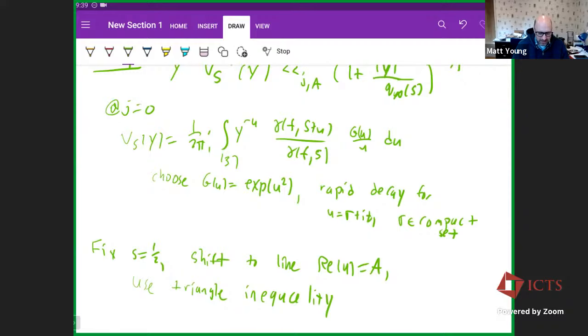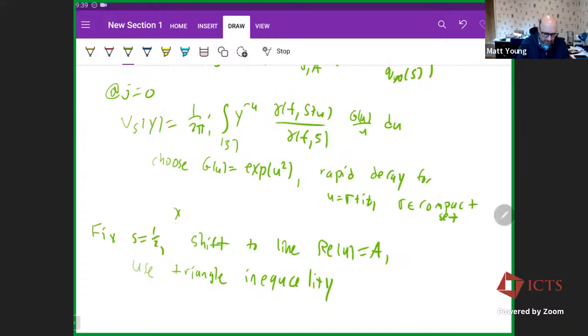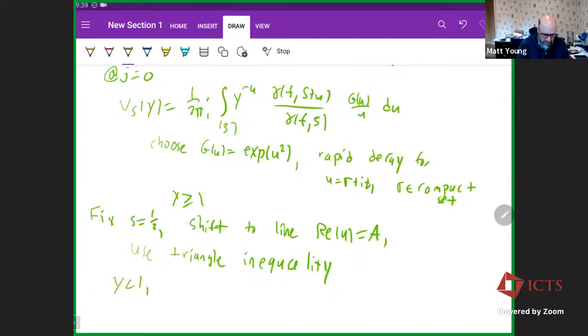And then if y is small, what we should do is shift left. So for y bigger than 1, you do this. For y less than 1, instead shift to some other line, like real part of u equals, I don't know, minus a quarter or something like that.